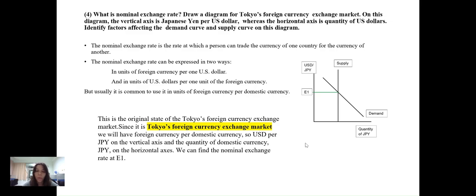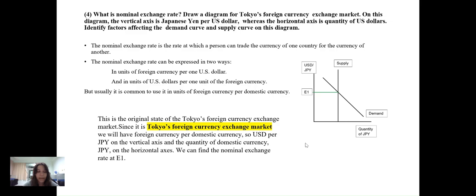Moving on to the fourth question, it asks what is the nominal exchange rate and to draw a diagram for Tokyo's foreign currency exchange market. So the nominal exchange rate is the rate at which a person can trade the currency of one country for the currency of another. The nominal exchange rate can be expressed in two ways: in units of foreign currency per $1, or in units of US dollars per 1 unit of foreign currency. But it is also common to use it in units of foreign currency per domestic currency.